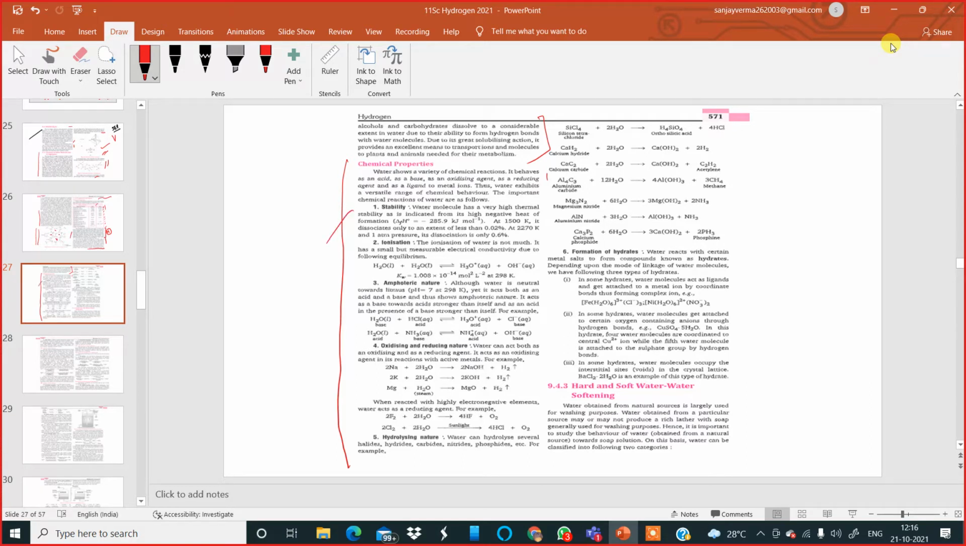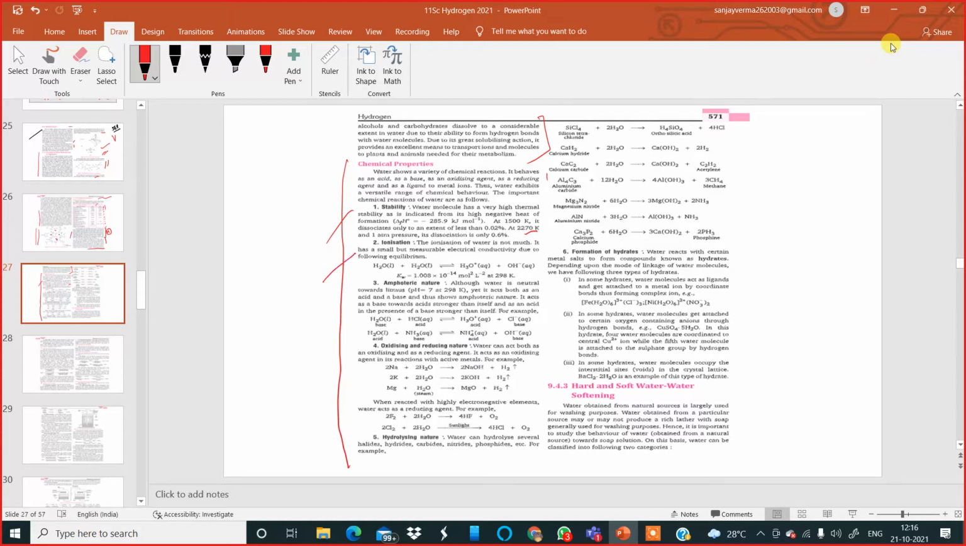Stability. Water molecule has a very high thermal stability, as is indicated from its high negative heat of formation. That means the heat of formation of water is very negative, minus 285.9 kilojoules per mole. So at 1500 Kelvin, it dissociates only to an extent of less than 0.02%. But at 2270 Kelvin and 180 MPa, its dissociation is about 0.6%. That means its heat of formation is highly negative. It has very high thermal stability.